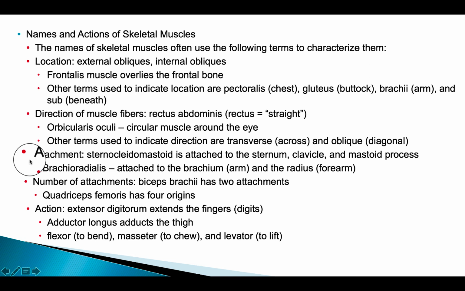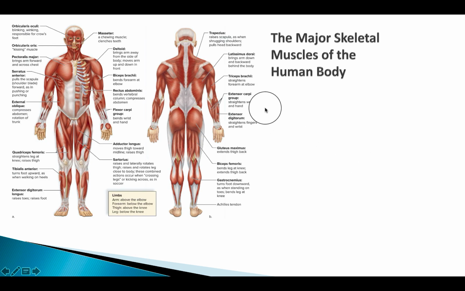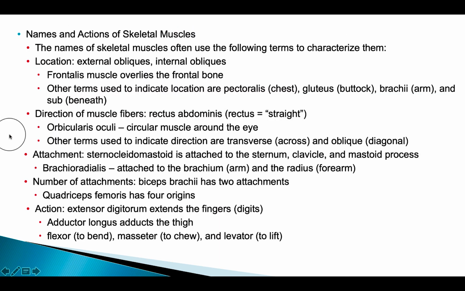Now, attachment, okay? Sternocleidomastoid is attached to the sternum, the clavicle, and the mastoid process. So here is that muscle right over here. So sternum, this is the sternum, this is the clavicle. So sternocleidomastoid is at the back, so that would be right back here. So mastoid process. So this is now the attachment of that particular muscle here. So sternocleidomastoid attached to the sternum, the clavicle, and the mastoid process.